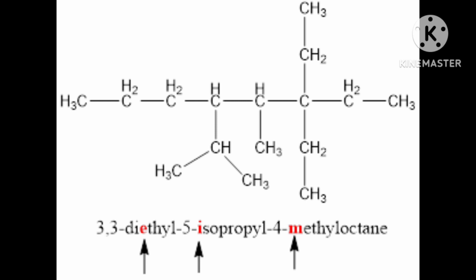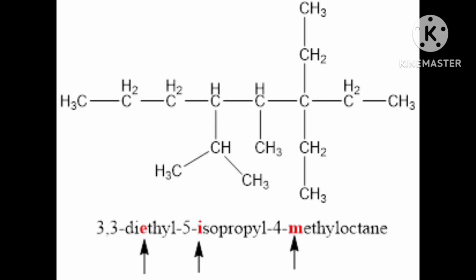Then the second carbon has OH attached. What will be the name? Just like the first one, now the second one will also be the same: pentane-2-ol, because at carbon number 2 the OH group is attached.